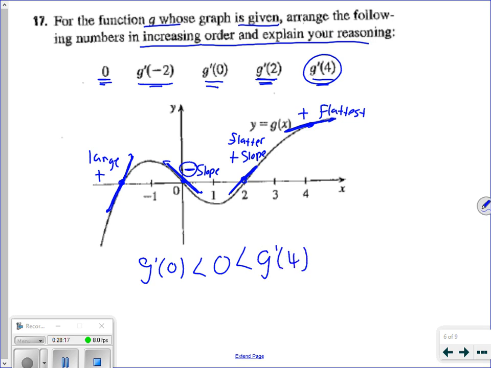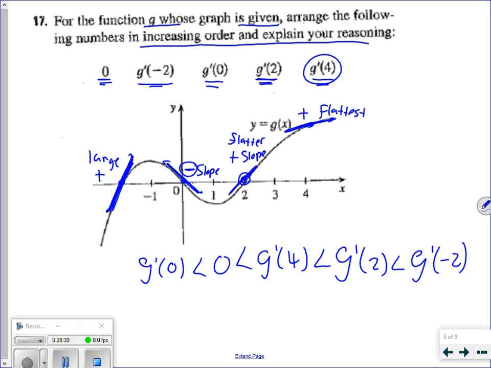Then the next one would probably be g prime of 2, because again, it's a positive slope, but not quite as steep as g prime of -2. So I'm going to say g prime of 2. And then lastly, I think the obvious one is this big steep one here at -2. So g prime of -2.